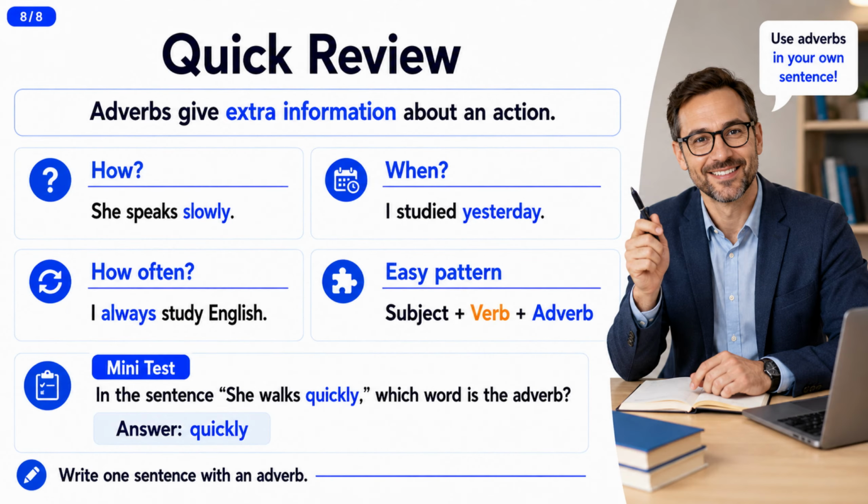Let's review. Adverbs give extra information about actions. They can answer how, when, and how often. Remember the easy pattern. Subject, verb, adverb.